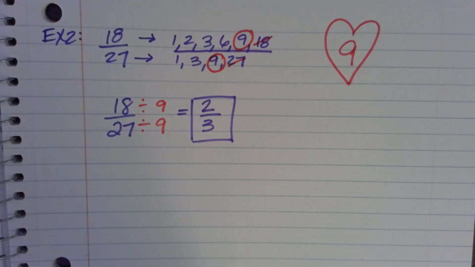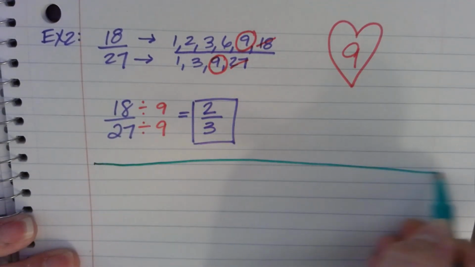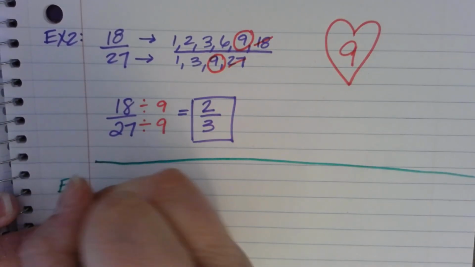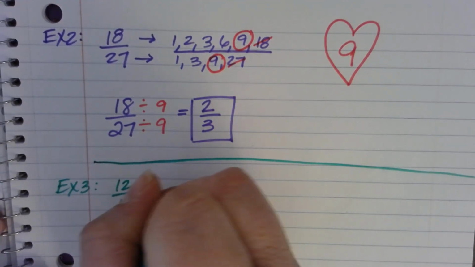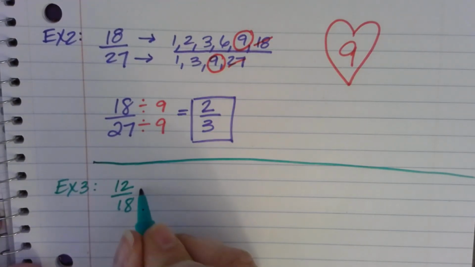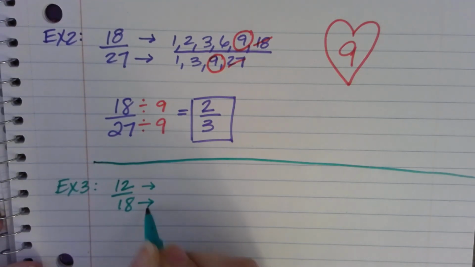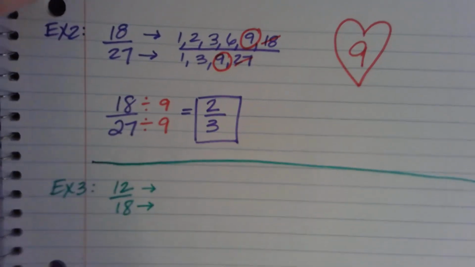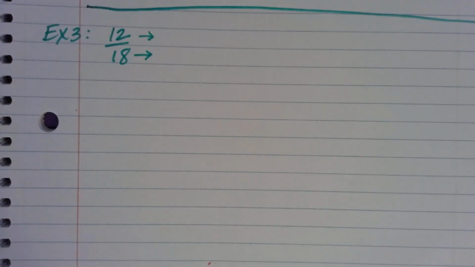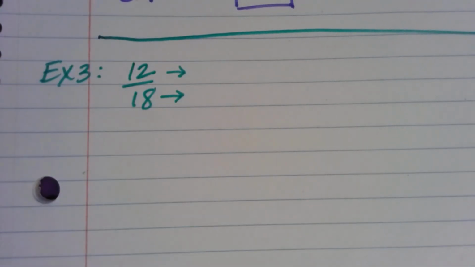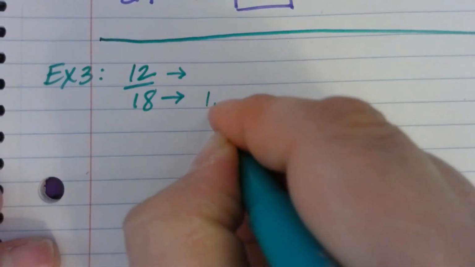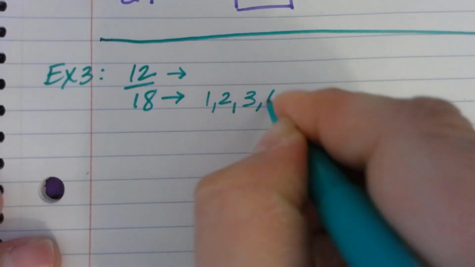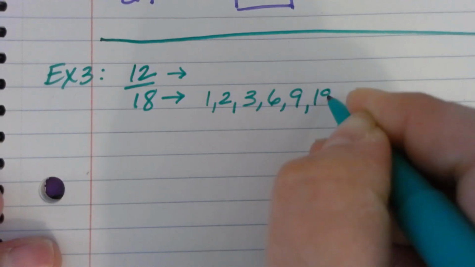Let's do another example. Example 3. Let's do 12/18. Everybody good? If you have already done factors for these numbers, then just copy. Like 18 we have right above us. I can just copy 1, 2, 3, 6, 9, 18.